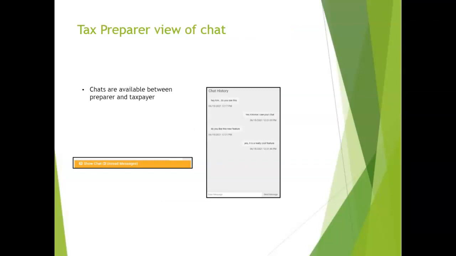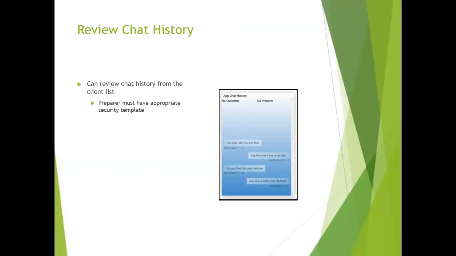So if the taxpayer sends a chat to a preparer through their customer portal, how does the preparer know that there's a chat that they need to check out? So the next time a preparer logs into Pro Online, they'll have a notification, which you should see on the bottom left there, that screenshot that says Show Chat 3 Unread Messages. That's how a preparer is going to know.